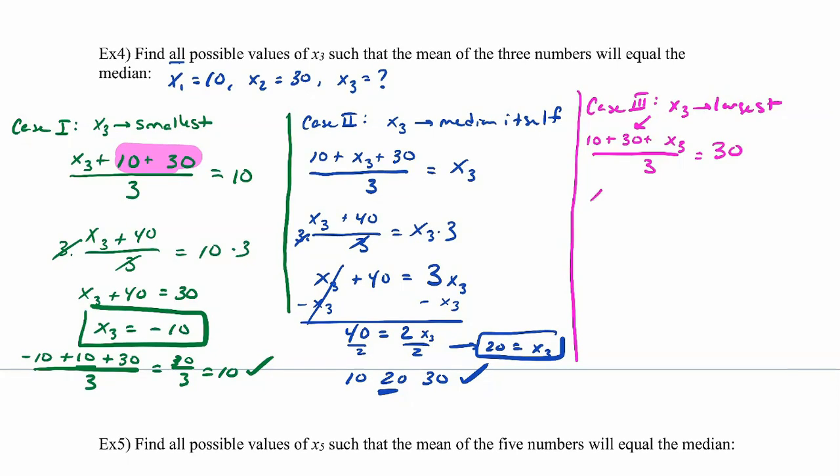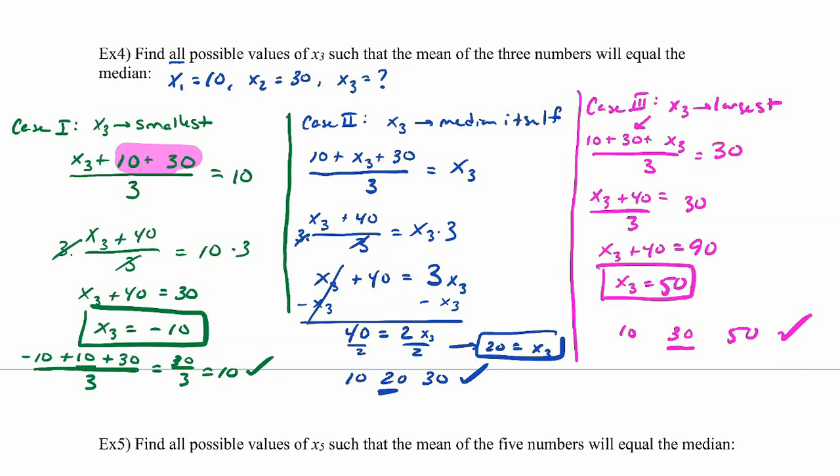Okay, so here again I have x3 plus 40 over 3 equals 30. Multiplying by 3 on both sides is going to give me 90, and subtracting gives me a max of 50. And again, if I check that out, here are the numbers. Very quickly, I can see 30 is the middle, and if I add and divide by 3, I do get 30 back as well. So these are the 3 potential values such that the mean would equal the median.